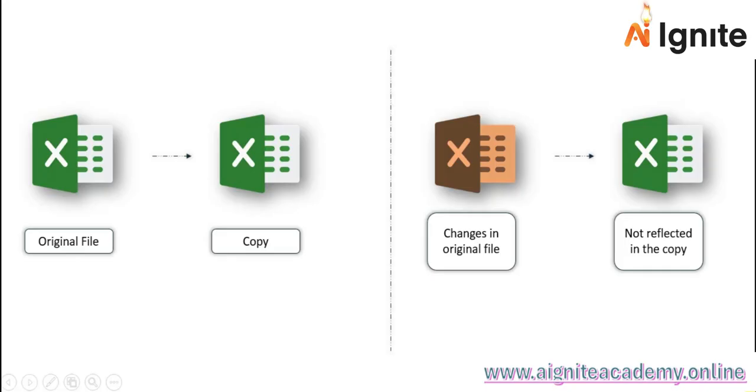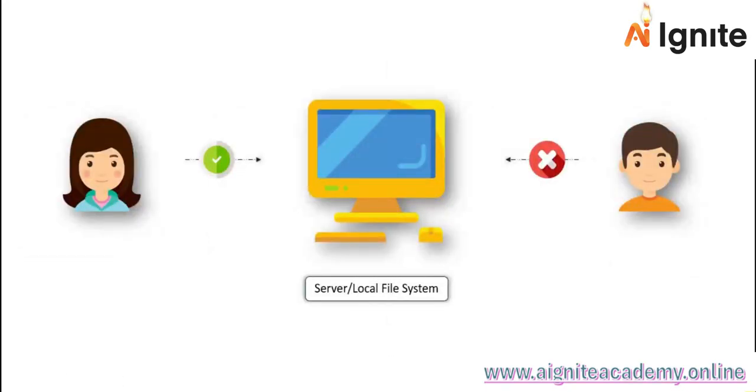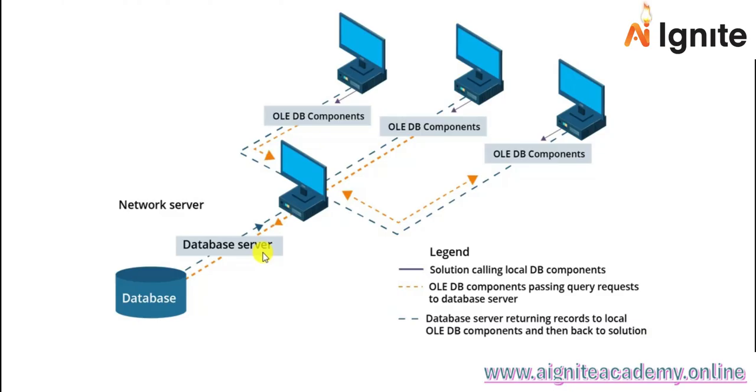with your friend. So, in the file server architecture, the server or the local system acts only as a storage device and only one person at a time can access it. So, this is the basic premise behind file server architecture. Now let's look at client server architecture.